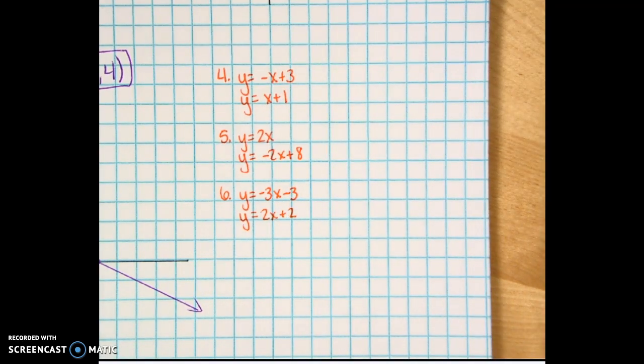So go ahead and do those 3. Turn it into the bin when you're done, and we will go over these 3 on Monday. None of your answers should be decimals. They should be whole numbers, no decimals. Okay, that's it.